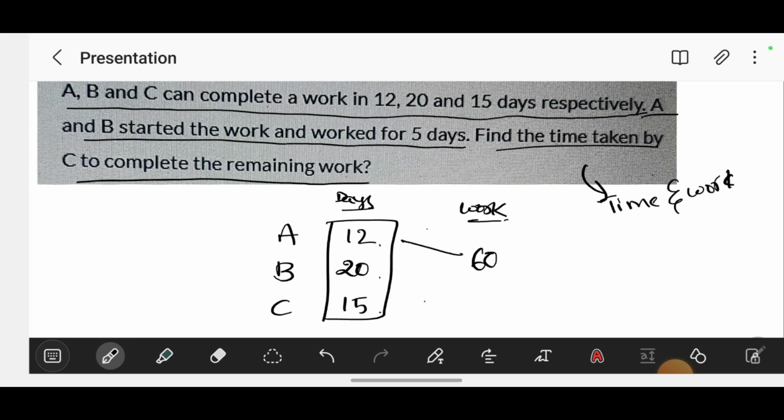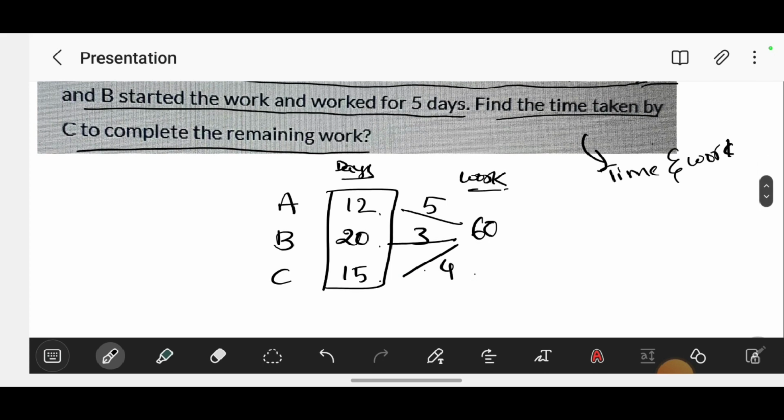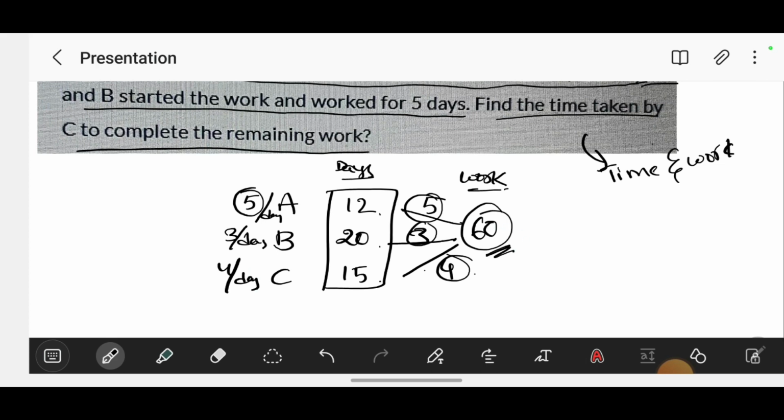That means 12 5s are 60, 20 3s are 60, and 15 4s are 60. So A can do 5 units of work per day, B can do 3 units per day, and C can do 4 units per day. You can ask, sir, how can you say that 60 units is the work? A takes 12 days, so at 5 units per day, 5 into 12, 5 12s, it is 60.